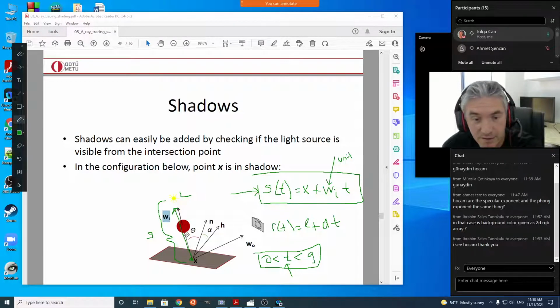What it means is that you get exactly the situation similar to the one in the picture. There is an object in between the point and the light source, the point light source. What does this mean? It means that this point x is in shadow.